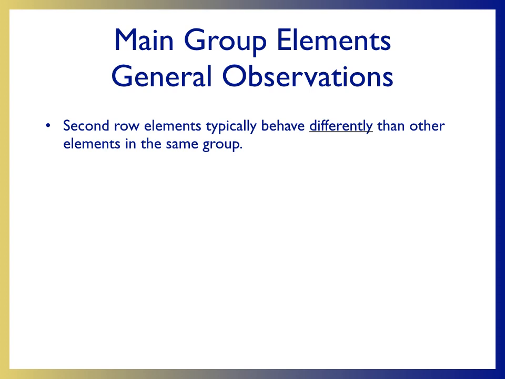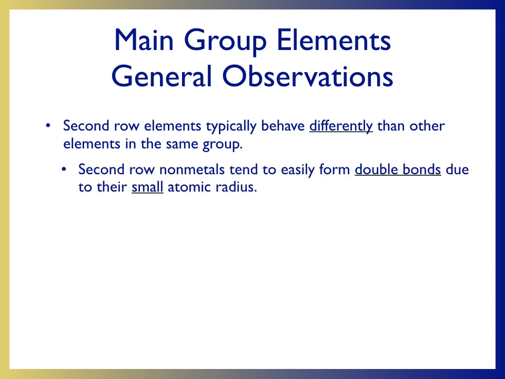There are a few consequences to this that we're going to explore in this unit. Second row nonmetals tend to easily form double and triple bonds with other elements and with themselves. This is because these elements have small atomic radii, meaning that the atoms can get very close together to facilitate the pi bonding, or sideways overlap of p orbitals, required to form double and triple bonds.